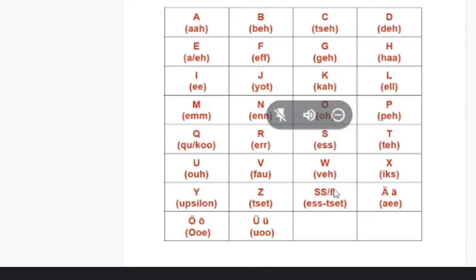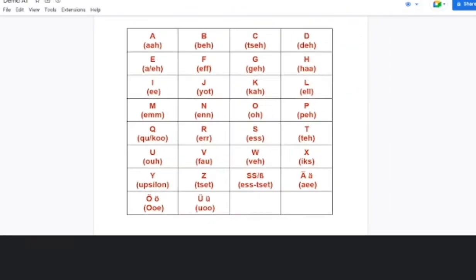O is called O. P is called Pe. Q is called Ku. R is R. S is S, T is T. U is U. V is Fau. And remember, V is always pronounced as F when we write it in a word. For example, Vier means four.